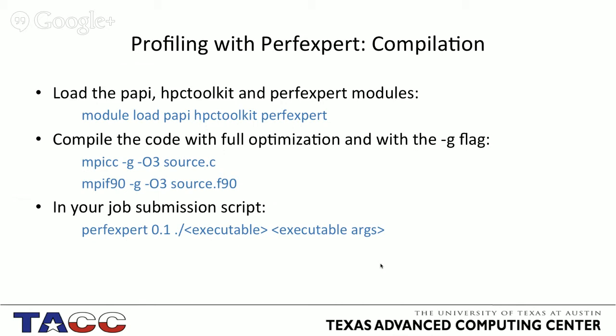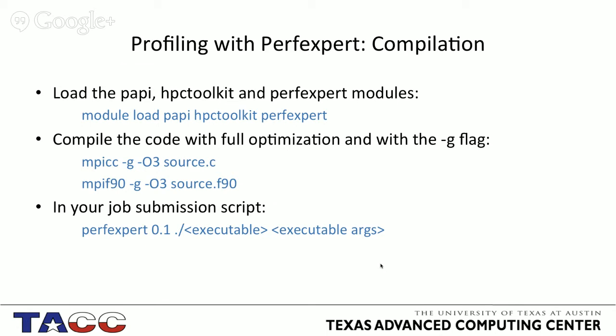And in your submission script, if you're using one of our Slurm submission scripts, you just need to use PerfExpert and then a number that denotes which functions you want to see information about. So 0.1 is any function where the code spends more than 10% of the execution time. And then you just give it your executable and any arguments that you have.